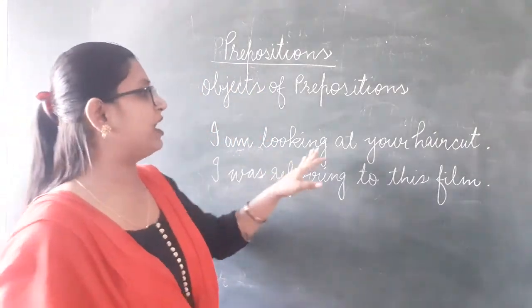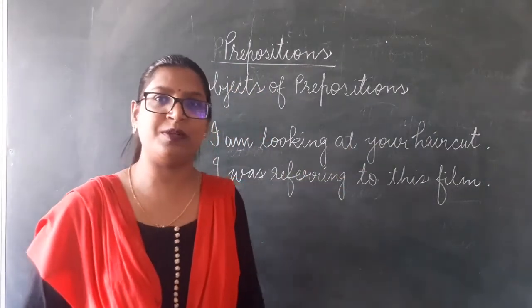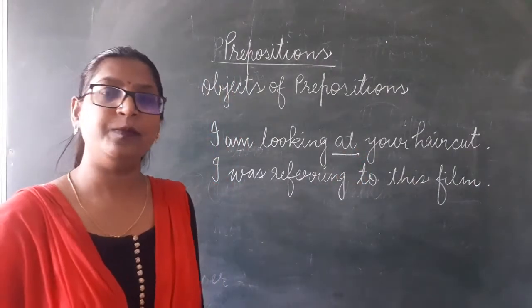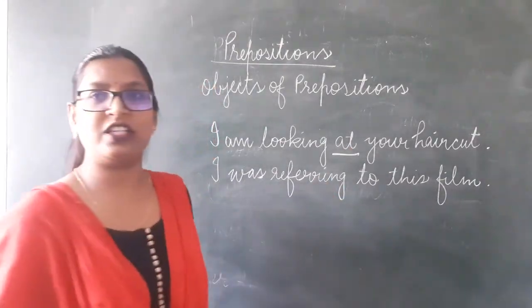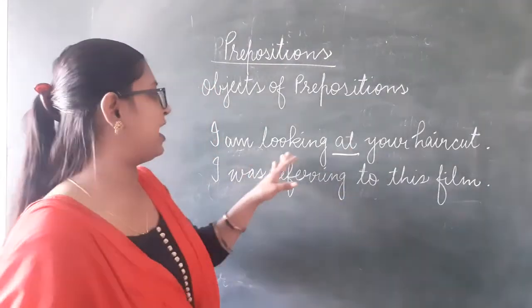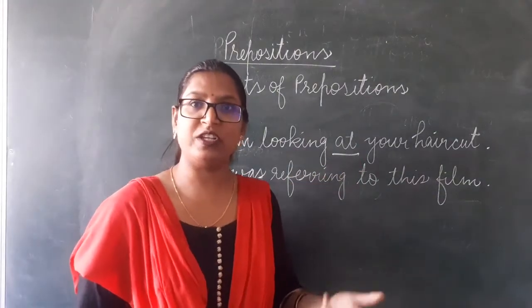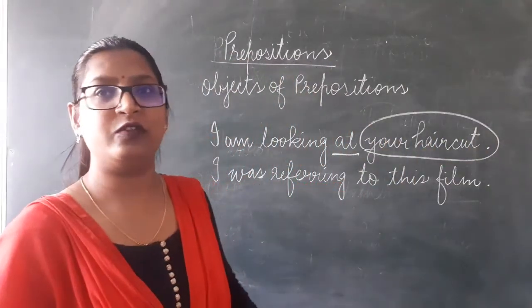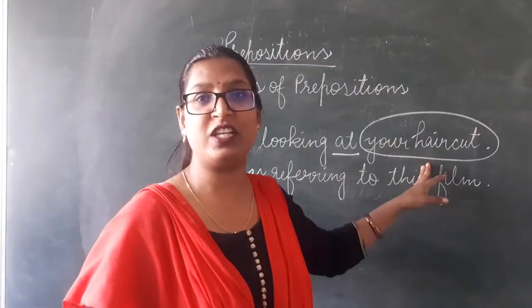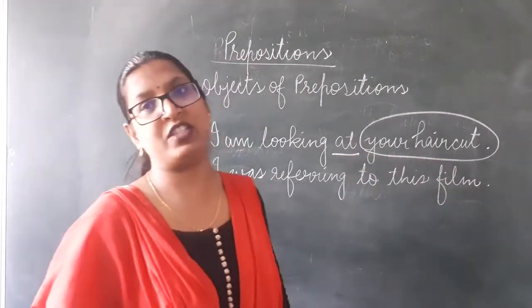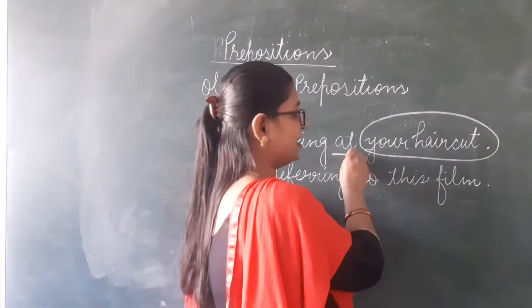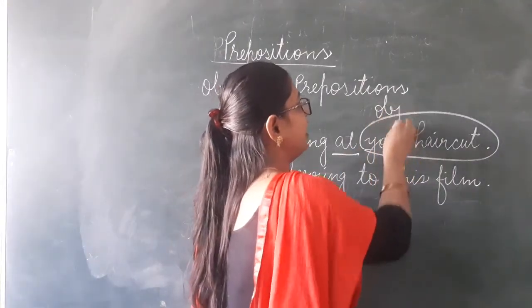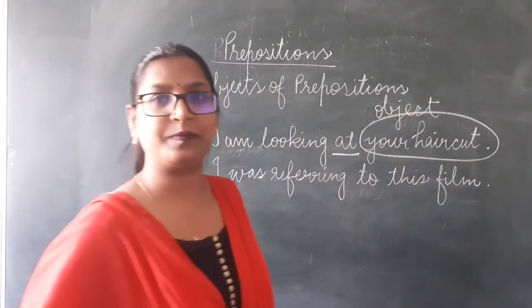Here, I am looking at your haircut. What is the preposition? The preposition is at. Clear? And what is the word that comes here? I am looking at what? At your haircut. The word which comes after the preposition is the object of that preposition. So, at is the preposition and your haircut is the object of this preposition.